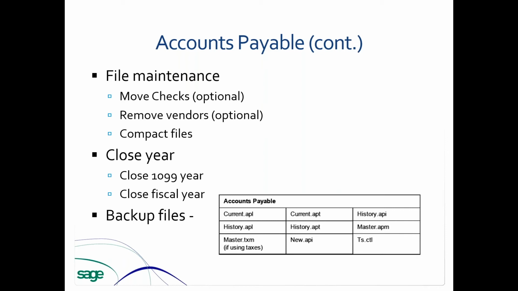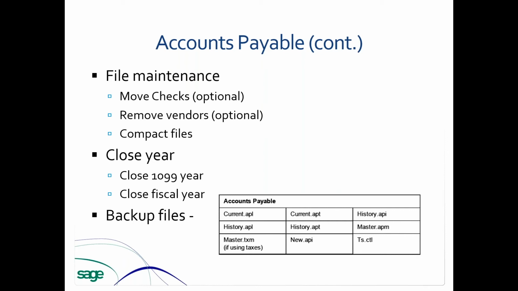If you've been on the system for a while and you have never moved information to history, you're probably seeing that your reports are running slower and slower. Doing the move, moving the checks, which also moves the invoices out, and then removing any vendors that you're not using, and then compacting your current files will make your reports run faster. This is going to be true, and we're going to talk about this again when we get to accounts receivable and when we get to job cost, because those modules are transaction heavy.